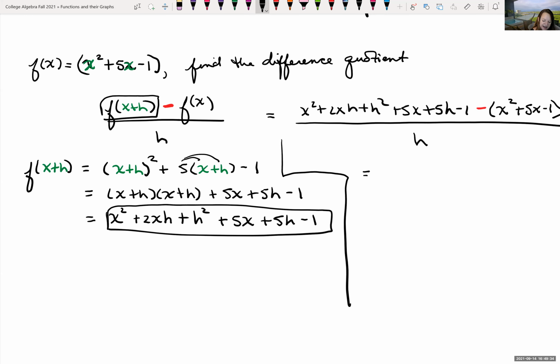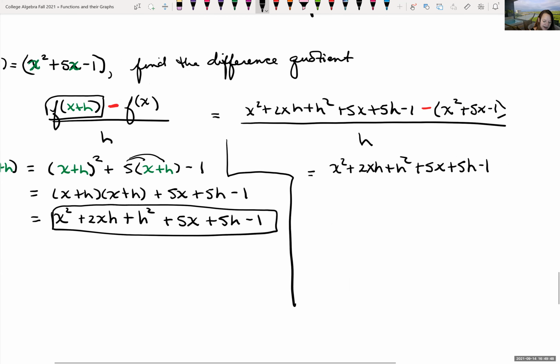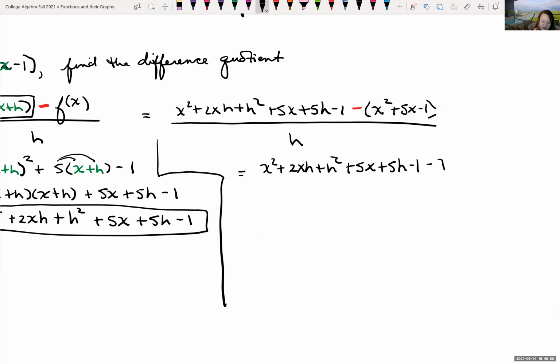So if I distribute my negative sign, I've got to bring everything else down. So x squared plus 2xh plus h squared plus 5x plus 5h minus 1. Distributing my negative 1, I get negative x squared minus 5x plus 1. And this is all over our h value. So notice x squared minus x squared cancels, 5x minus 5x cancels, a negative 1 plus 1 cancels. So if you do this right, a lot of times, a lot of things are going to cancel out.